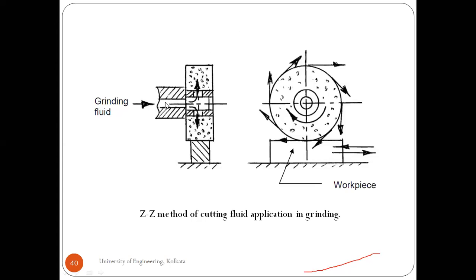So I'll quickly show you what exactly happens here. This is the grinding wheel, this is the side portion, the cross section of the grinding wheel. Here the fluid is passed on from the axis of the wheel, and it is transferred to the wheel in this manner, right? So this is the ZZ method of the application of cutting fluid in case of grinding.